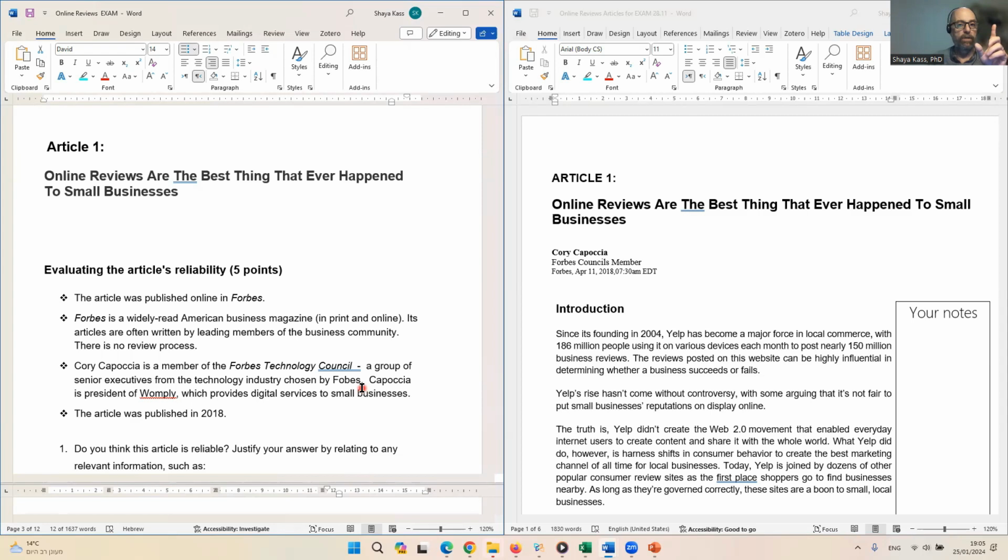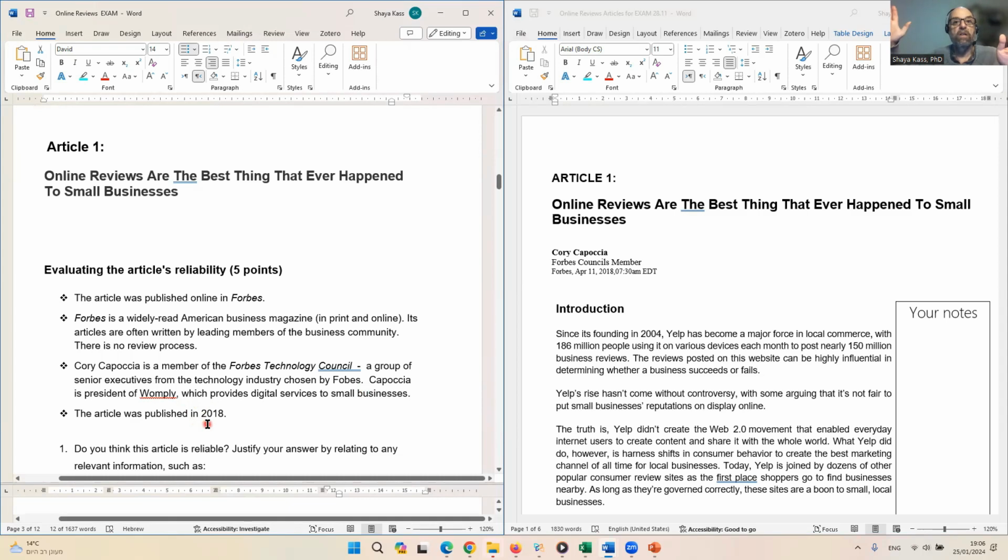So there's a couple of things you have to look at. You have to look at when it was published. If it was published in the last 5 years, it's good. If it's more than 5 years old, you could say it's not good. Okay, so for example, this article was published in 2018. You could say it was published in 2018, too old, no good, unreliable. And you're done.